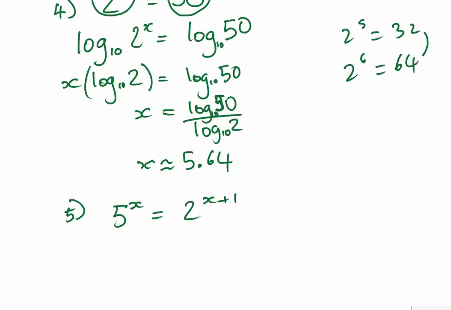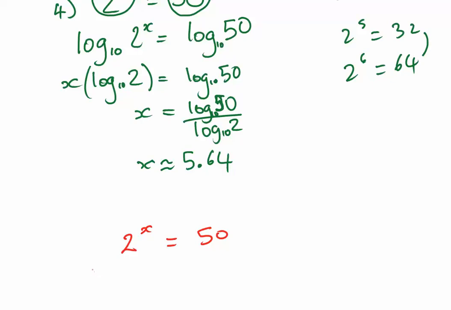Actually, just before we do the next equation, I took log of base 10 for this question here. There's no reason why I couldn't have taken a log of a different base, and I just want to demonstrate that that's the case for you. So let's just do the same question again, but with a different base. So 2 to the x is equal to 50 was the equation we're solving.